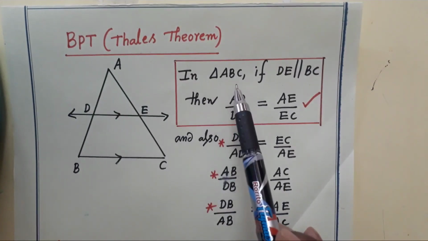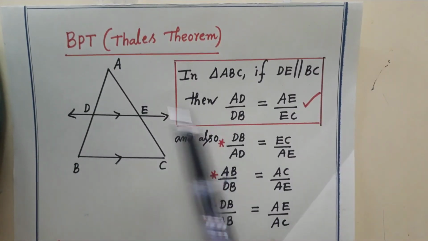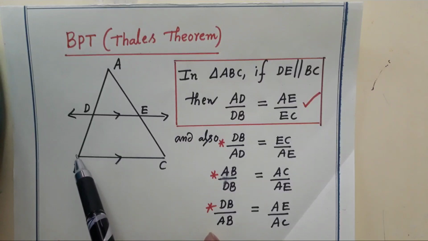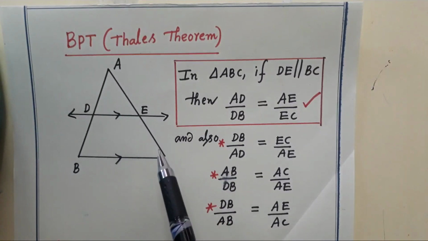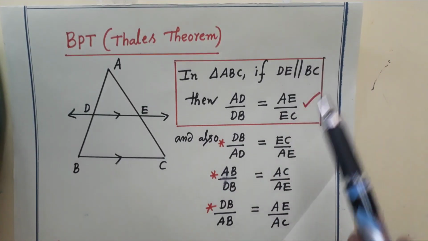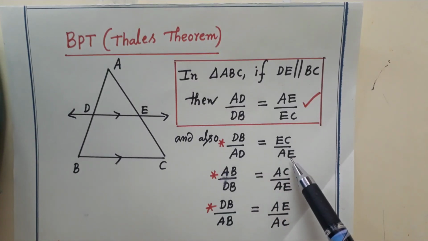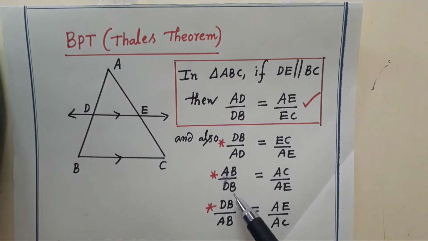In a triangle ABC, if DE is parallel to BC, then AD by DB is equal to AE by EC. And also other results, if DE is parallel to BC, you can write DB by AD is equal to EC by AE, and AB by DB is equal to AC by AE, and DB by AB is equal to AE by AC.